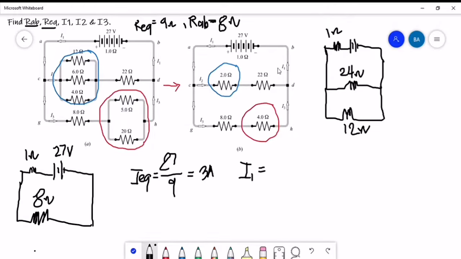Let us solve first for our IAB. Let's start with our IAB first. IAB will be equal to, what will be our VAB?